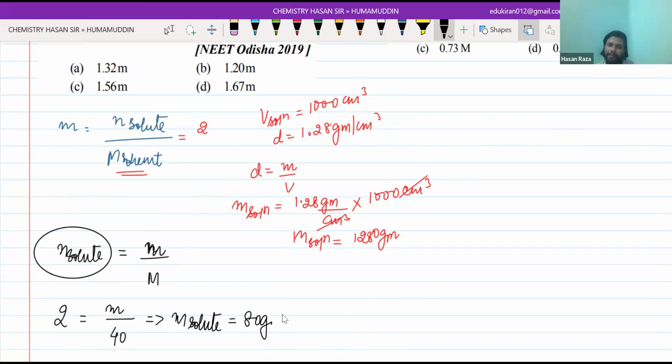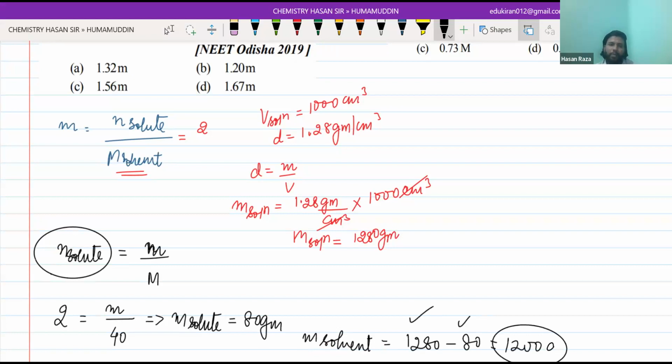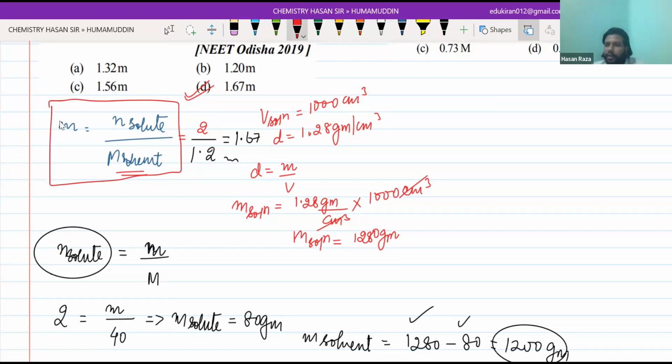Now, to calculate the mass of solvent, you can subtract 1280 minus 80. This is the mass of solution, this is the mass of solute, and you will get the mass of solvent as 1200 gram. Put the value here, 1200 gram in kg. If you convert this to kg, it will be 1.2, and after solving it, you will get 1.67 m. So the answer that you will get is D. Isn't it easy? If you go step by step, you can easily calculate the answer.